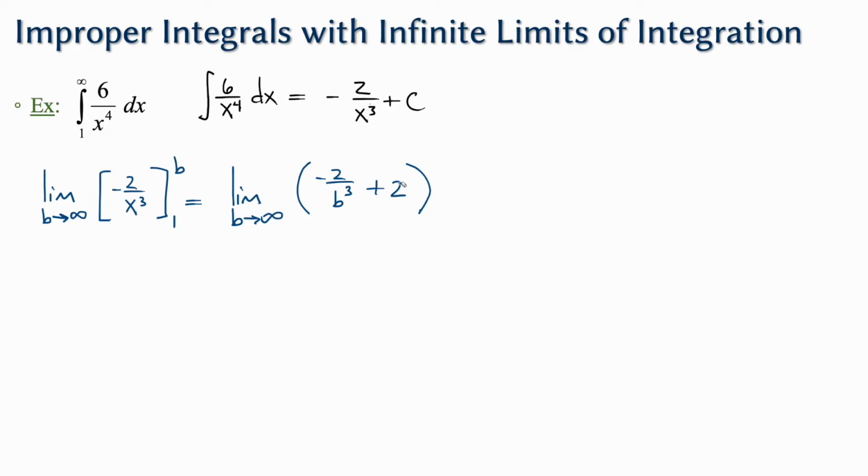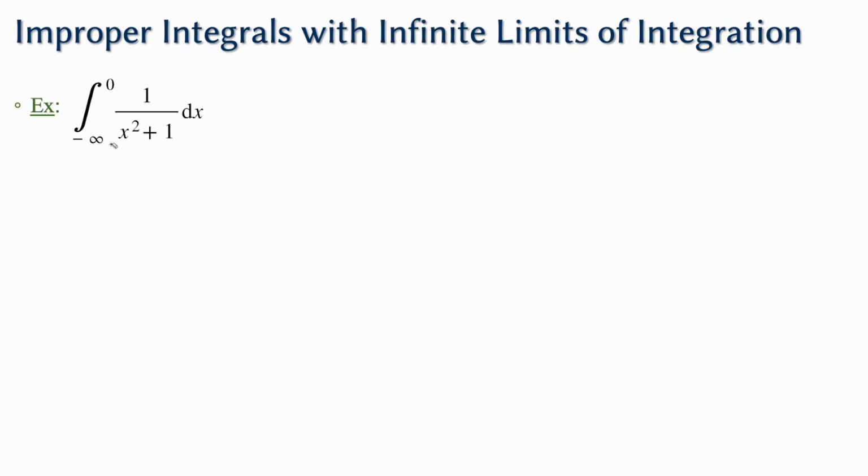And now that we've worked out the fundamental theorem of calculus, we have the extra step of now evaluating the behavior of this result as b becomes infinitely big. Now, clearly letting this denominator go to infinity makes it work out to be 0. So what we can say about this improper integral is it converges to 2.